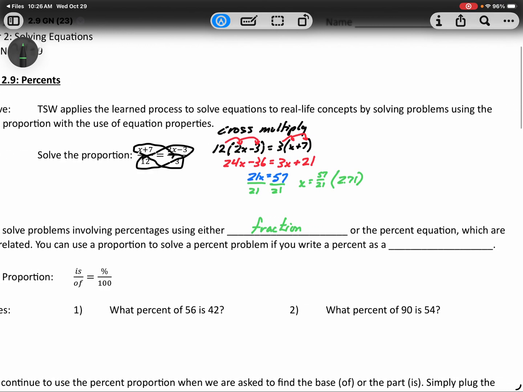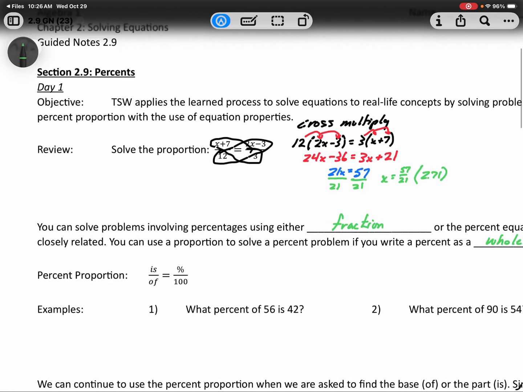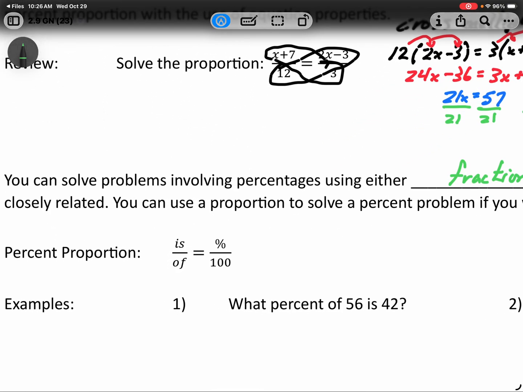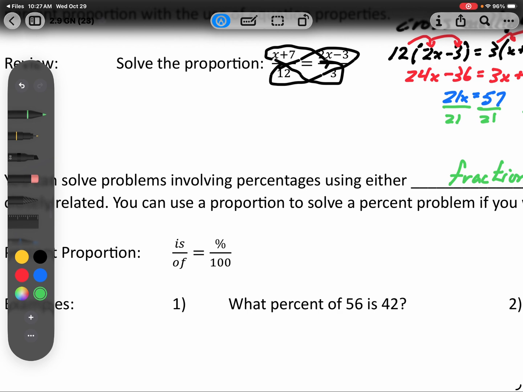You can use a proportion to solve a percent problem if you write the percent as a whole number. And you'll see what I mean by that here in a moment. So if we take a look at the percent proportion, it is strictly saying I have is over of. And when I say is, I like to use the word part, because we're figuring out a fractional piece to this. Conversely, on the other side of that fraction, we have of, which can be referred to as our whole value.